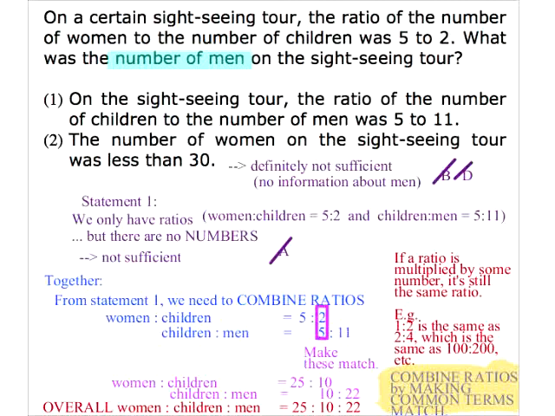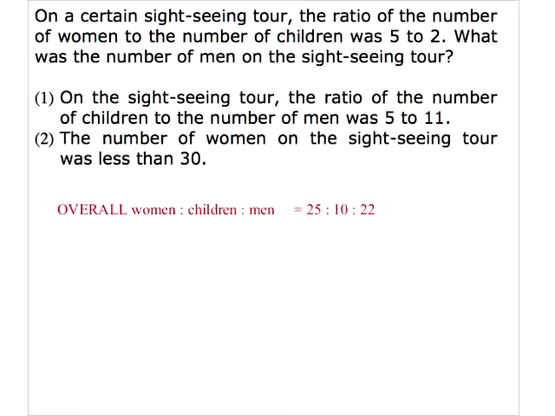Joshua says you can do that, but it's not really going to help you because you want the overall ratio. If you do that, you're just going to get women to men. If you need the overall ratio, that's not terribly helpful. But yes, that's valid, and in some problems that may be all that you need to do. So that does work. So we've learned from statement 1 that the overall ratio of women to children to men is 25 to 10 to 22.